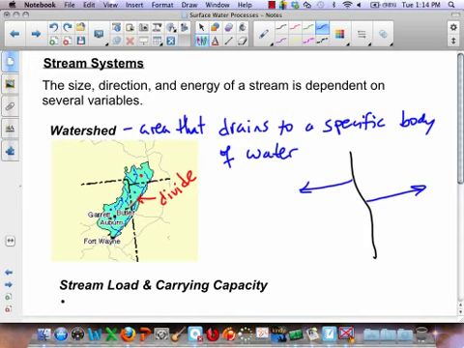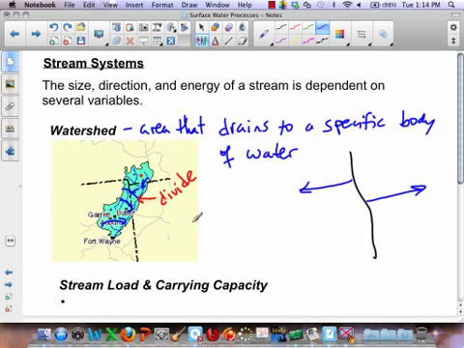So this black line that we see here is basically the highest points, the ridges. And anything inside here is all going to drain down toward the St. Joe River. So that's why we call it a divide.